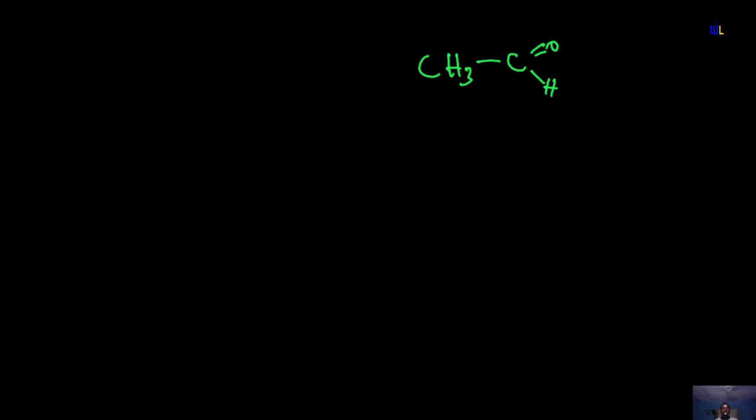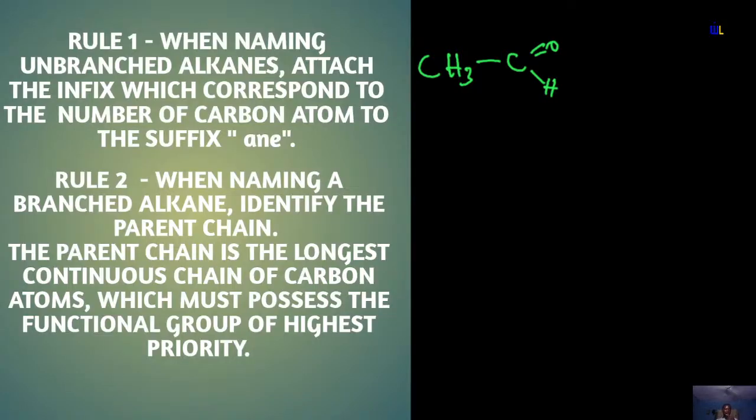Why? You confirm that this is an alkanal. How do you know it's an alkanal? You are seeing a terminal carbonyl. Once you notice that, automatically, naming is going to be very simple. You count the number of carbon atoms, 1, 2, and then attach it to the corresponding suffix. That's all you do. So that's going to be eth and an. Because it is an alkanal, it's going to be ethanal, basically. Okay, very good. Let's go to the next rule. Having mentioned that, we go to rule number 2. Rule number 2 states that when naming a branched alkane, identify the parent chain.